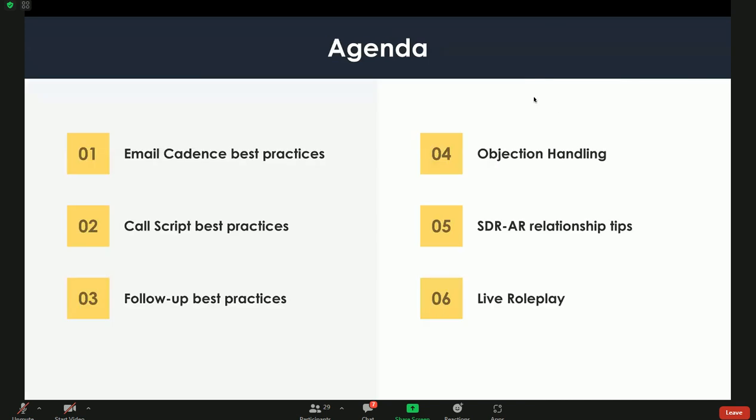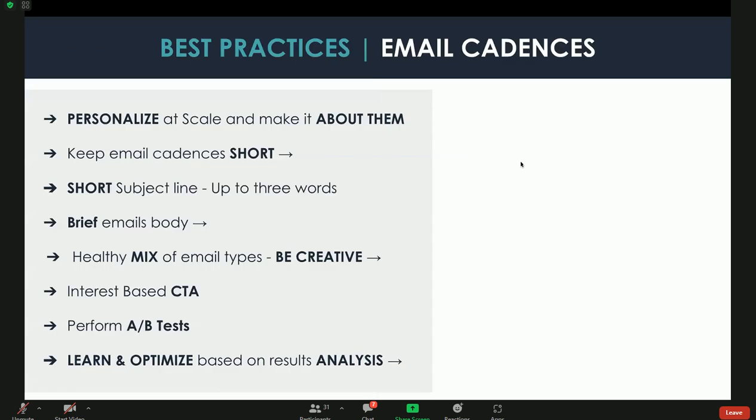As far as the agenda goes, we'll go through emailing. We'll talk a lot about cold calling, how to follow up with leads, and how to deal with objections. It's going to be pretty general, just because we all deal with different types of objections. Then we'll have a short discussion on SDR to AE relationships, and tips for having a healthy relationship with your AE, because obviously that relationship can get a little spicy at times. Then we'll do a live role play at the end. I'm going to cold call Charlie and we'll see how it goes. Hopefully I can book a meeting with him. So I'll throw it over to Adam to start.